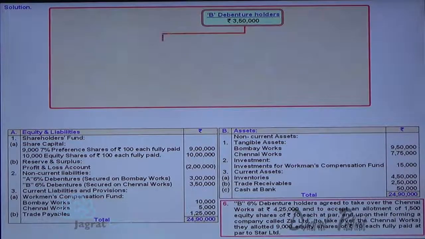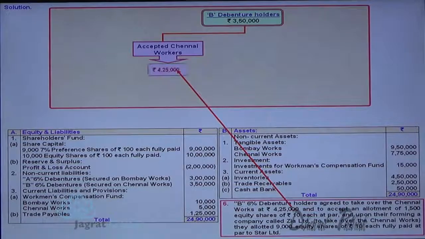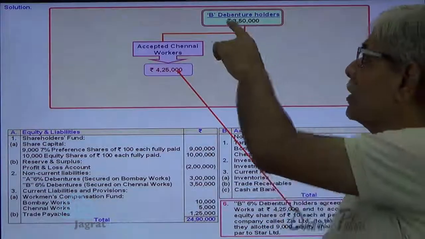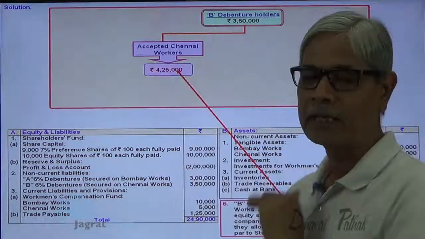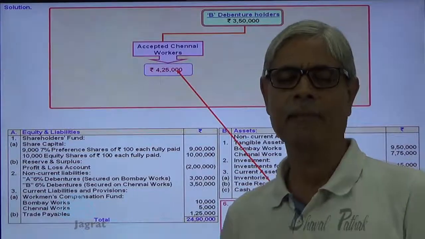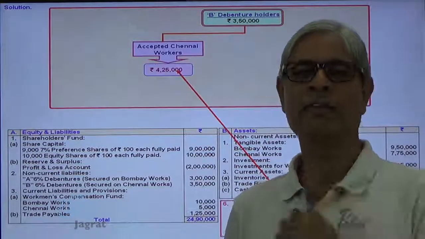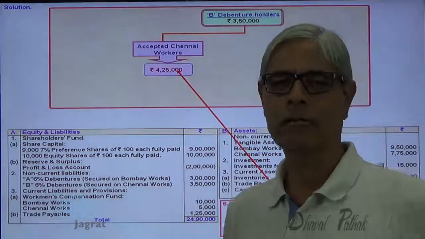to take the Chennai Works. 6% debenture holders agreed to take over the Chennai Works for 4,25,000. So they have agreed to take the Chennai Works, Chennai factory, for 4,25,000. So debenture holder 3,50,000, my liability is 3,50,000. The asset to be transferred in favor of them is 4,25,000. So asset value transferred is more than the liability. So I am required to recover something from them. This is the understanding of the transaction so far explained to you.